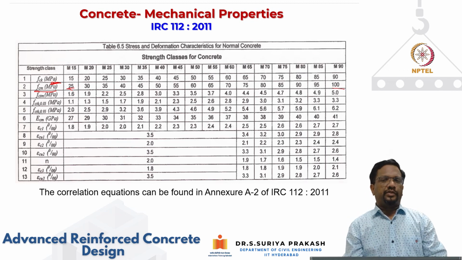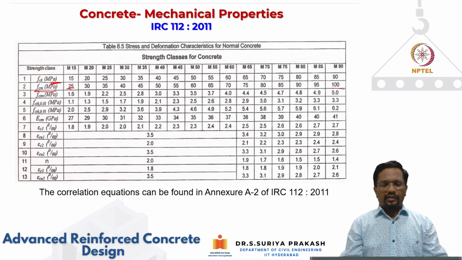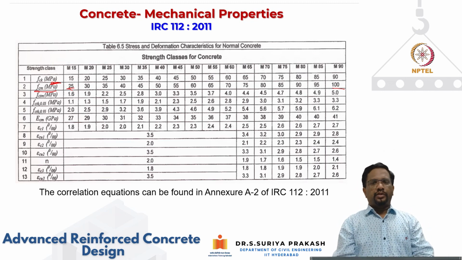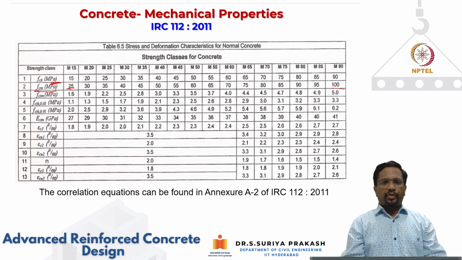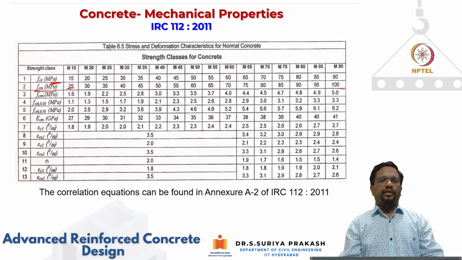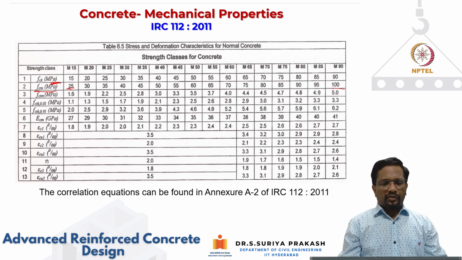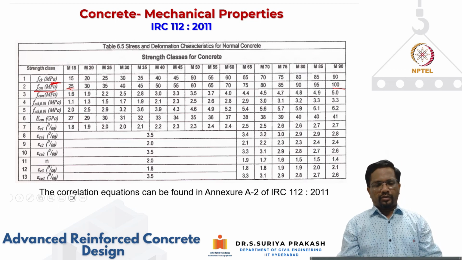So the mean compressive strength should be higher than your characteristic strength, and we have seen from normal distribution the code uses FCM, which will be actually FCK plus 1.65 multiplied by the standard deviation, and usually the standard deviation values are specified by the code. So these are the mean strength values that are specified by the IRC 112.